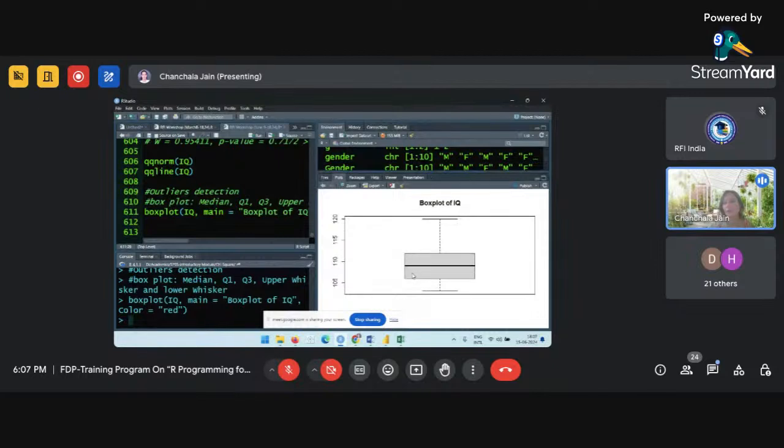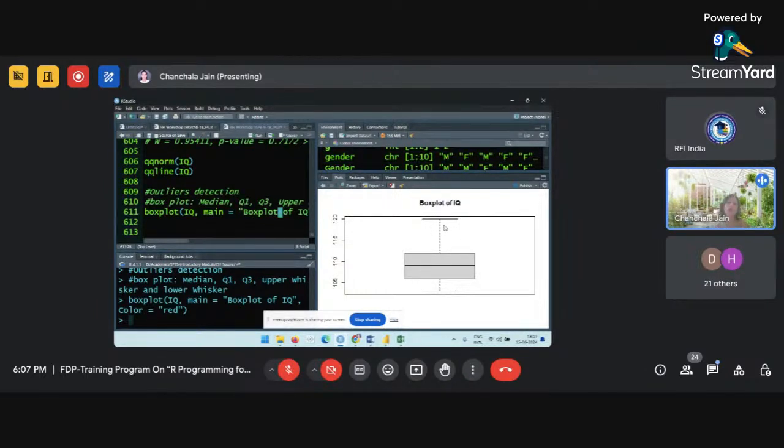So the middle line of the box plot is known as the median value. The upper line of the box is quartile 3, and the lower line of the box is quartile 1. This area is known as the upper whisker and this area is known as the lower whisker.